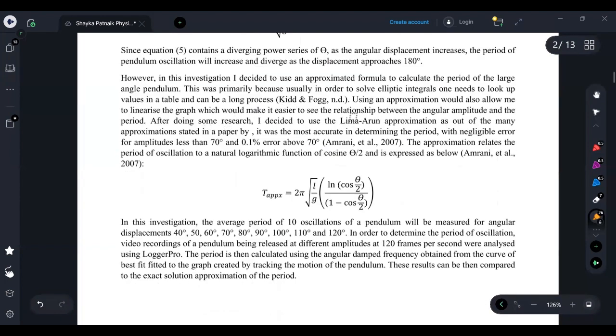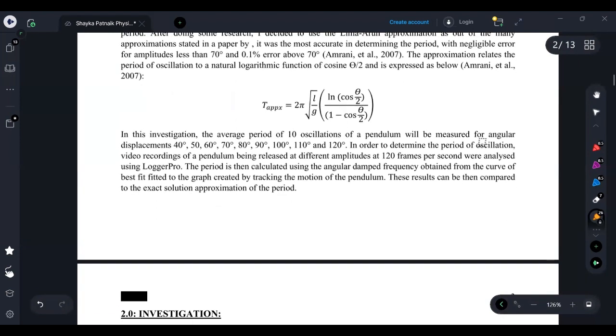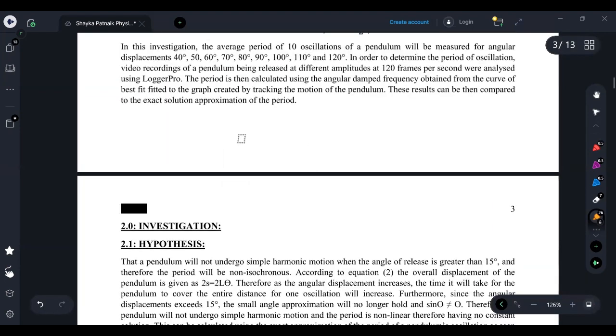And then I talked about how I did some research and I chose the best approximation, and that was by finding the errors. So yeah, that was the end of my introduction. And the next part of your IA is your investigation.